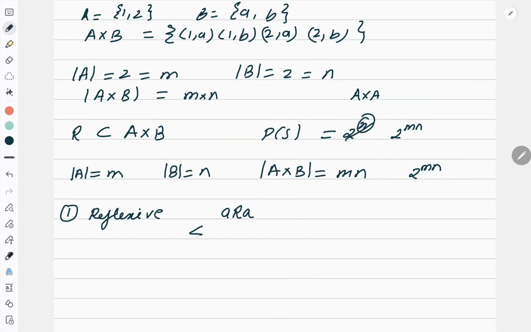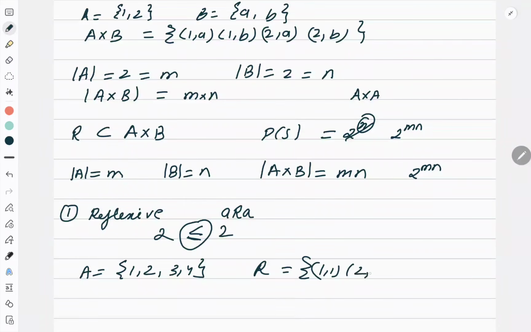When I talk about less than or equal to, it is always a reflexive relation, because if I take 2, then 2 is equal to 2. So 2 is R-related to 2, and that is reflexive. Another example of reflexive: if A is equal to {1, 2, 3, 4} and the relation I am defining is {(1, 1), (2, 2), (3, 3)}.